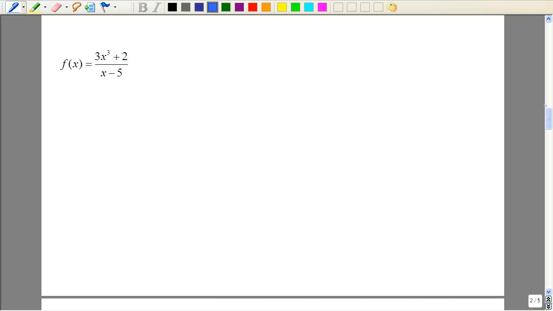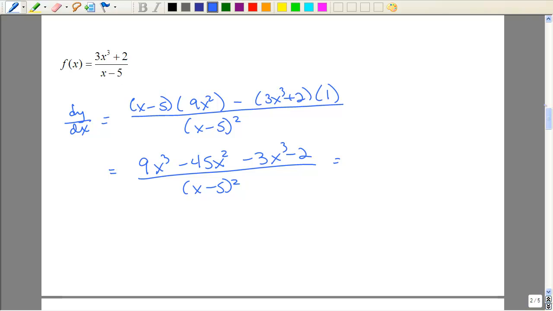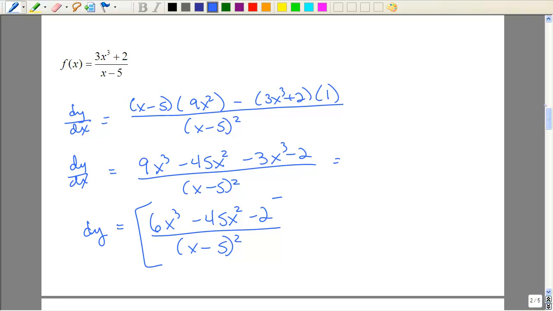All right, let's go ahead and write this as dy over dx. That's another way to write the derivative. Our quotient rule says the bottom times the derivative of the top minus the top times the derivative of the bottom, all divided by the bottom squared. And I'm going to multiply some things out on the numerator. Make sure you distribute that minus sign. Then I'm going to collect like terms, right? And so remember, this is the derivative, and I'm going to go ahead and write it as the differential, meaning all of this multiplied by dx.